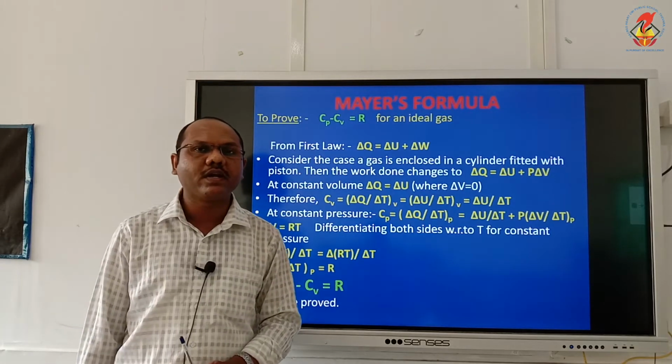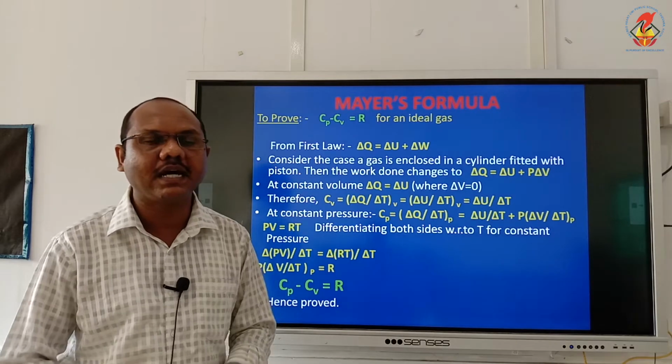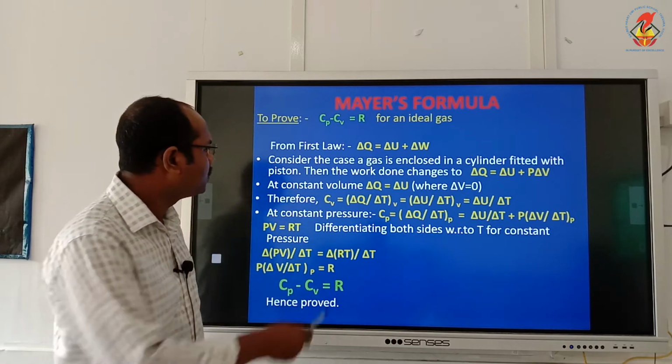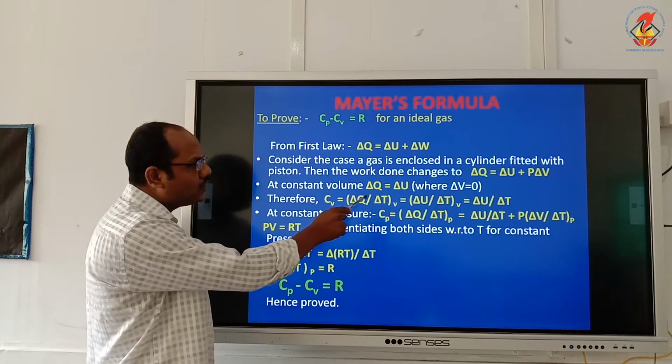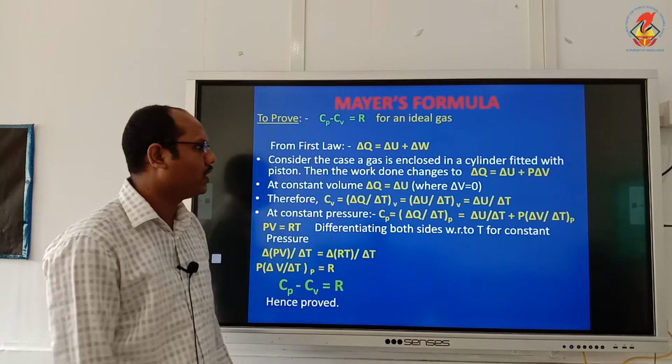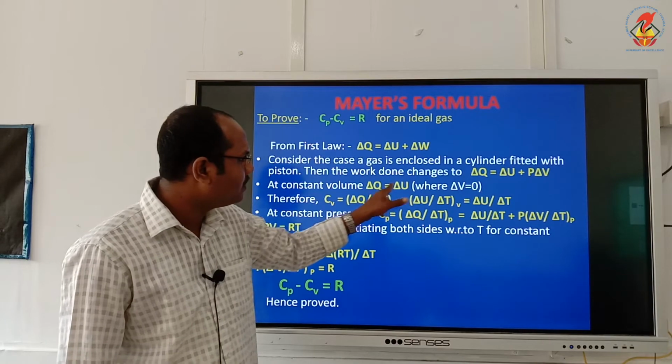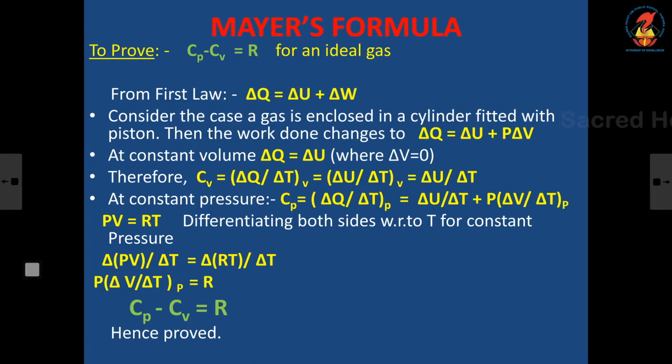Now we are going to find Cv, the specific heat at constant volume. Cv is equal to delta Q by delta T at constant volume. That means I am dividing this equation by delta T at constant volume. So delta Q by delta T at constant volume is equal to delta U by delta T at constant volume, that is Cv.